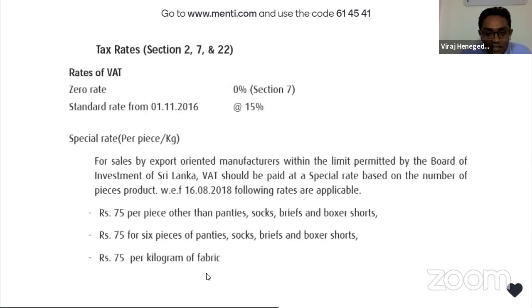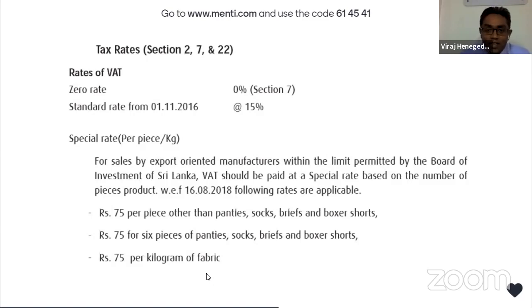This is another method that you need to remember. Now, as per your syllabus, for your exam purposes, we have two rates: zero rate and 15%. But if you look at the practical world, the zero rate is there, and in addition to that, the rate is 8%. So that's what you need to remember.